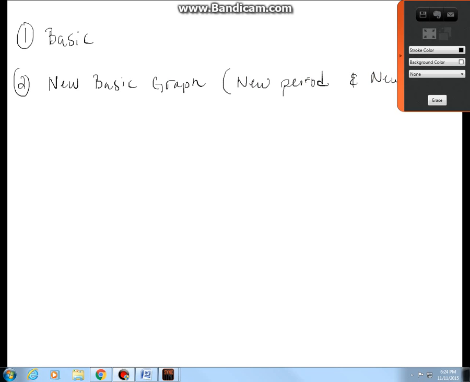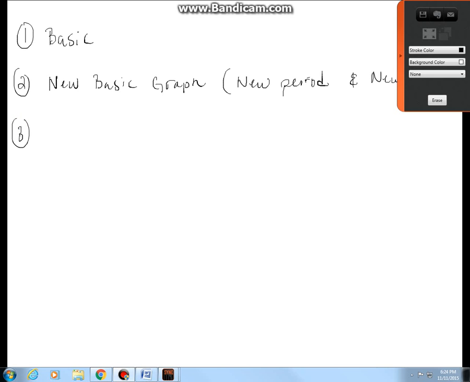First thing you have to do is figure out what graph we're talking about. What's the basic graph? Next thing, you need to get the new basic graph. The new basic graph is the graph that has the new period and the new amplitude. Okay, so far so good, right? And then finally, it's just like chapter 2.